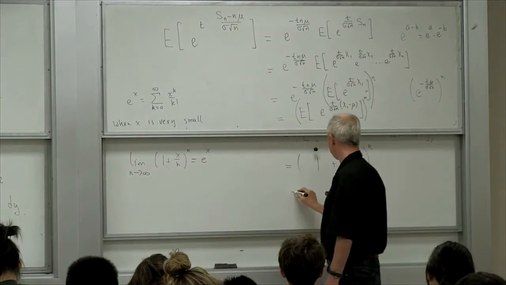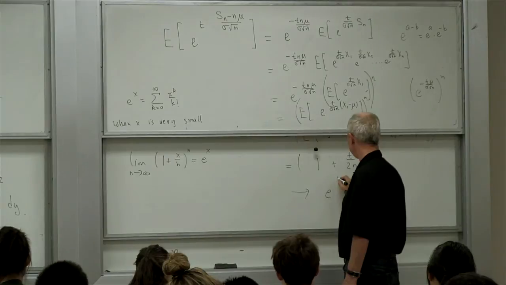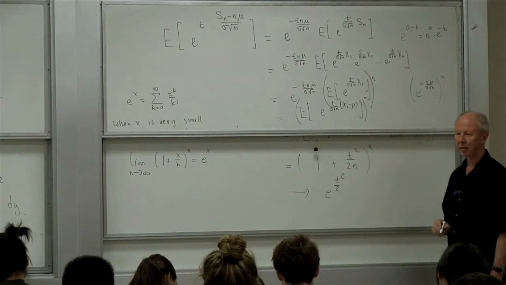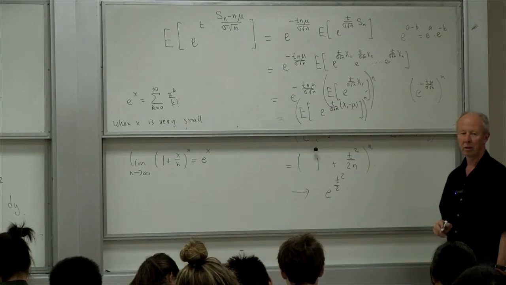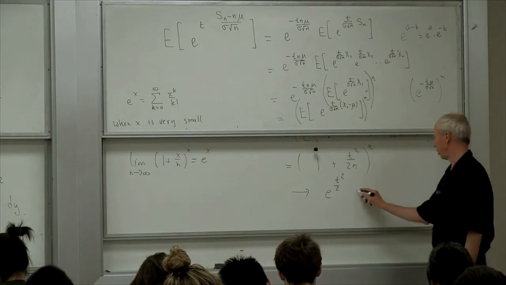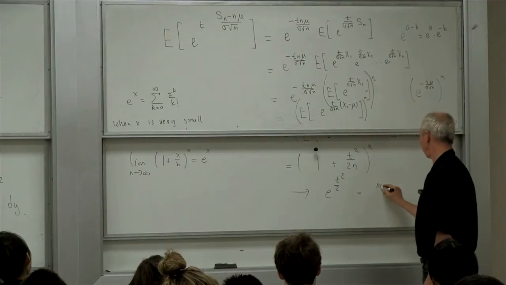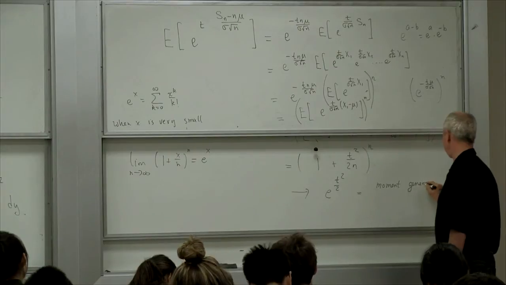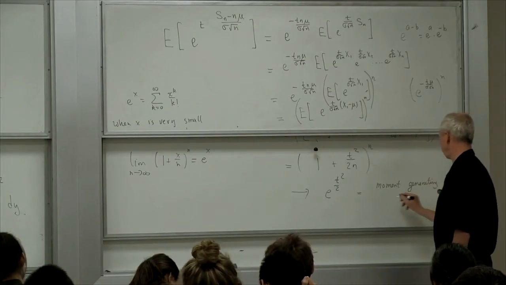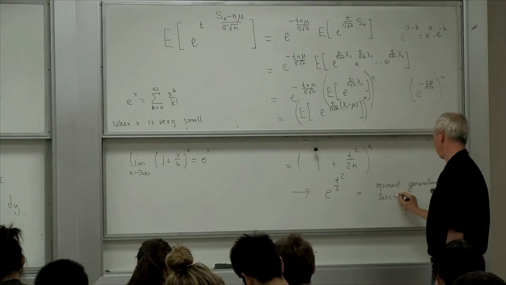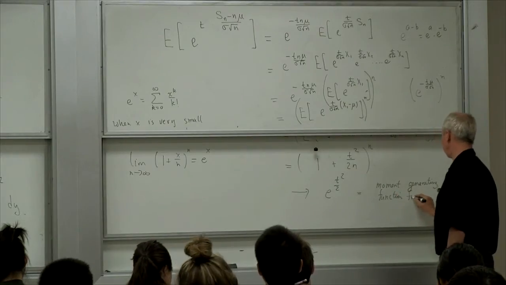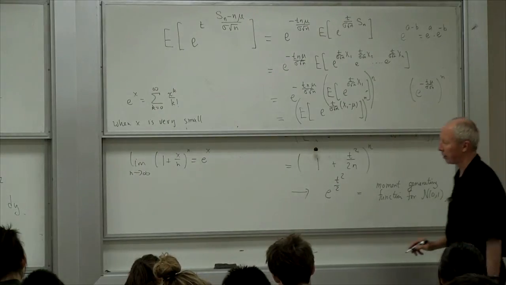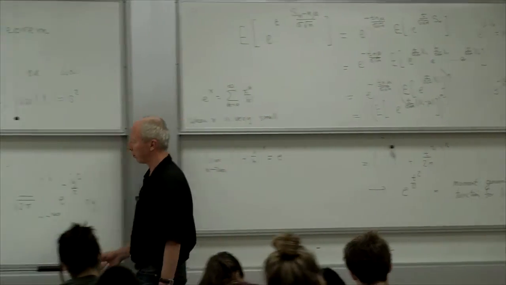So what happens here? This goes to e to the t squared over 2. x is t squared over 2 here. And that's the moment generating function for a normal with mean 0 and variance 1. Okay, so we proved that the moment generating function for this thing converges to that of a normal.